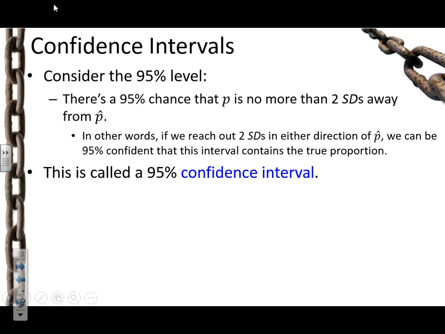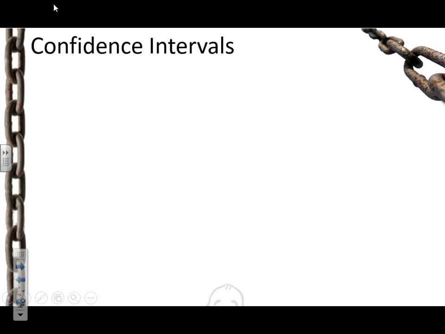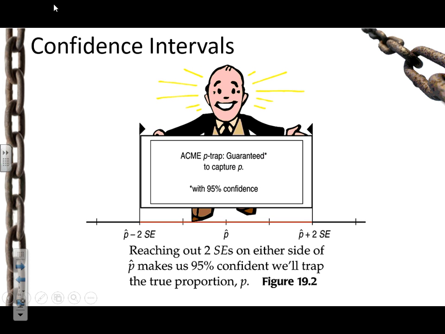Can everyone visualize essentially what we're doing with the confidence interval? We're picking a point to start, and then we reach in each direction a certain amount to try to capture the true value. Okay? So it looks something like this.